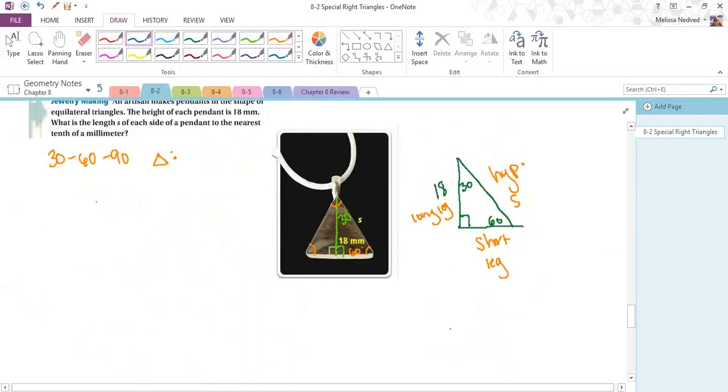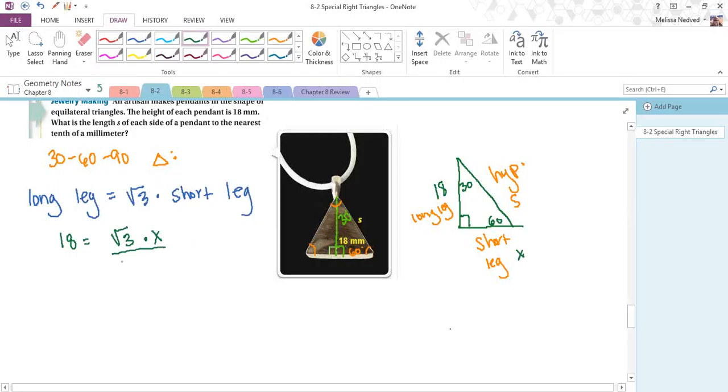So the first thing I'm going to do is find the length of my short leg by using long leg equals the square root of 3 times the short leg. Okay. And I'm going to substitute in what I know. I know that my long leg has a length of 18. So 18 is equal to the square root of 3 times the short leg. Oh, and I'm going to go ahead and put a variable in there instead of writing out short leg. We're going to call the short leg x. And solve for x by dividing both sides by the square root of 3. So my short leg is equal to 18 over root 3.